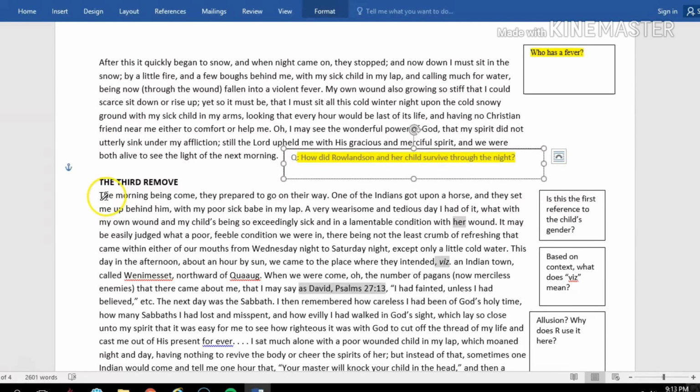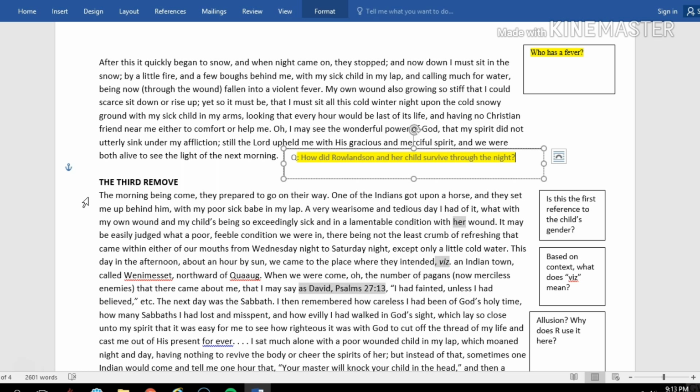Okay, here we go. The third remove. The morning being come, they prepared to go on their way. One of the Indians got upon a horse, and they set me up behind him, with my poor sick babe in my lap. A very, very wearisome and tedious day I had of it, with my own wound and my child being so exceedingly sick, and in a lamentable condition with her wound. It may be easily judged what a poor feeble condition we were in, there being not the least crumb of refreshing that came within either of our mouths from Wednesday night to Saturday night, except the only little cold water this day in the afternoon.